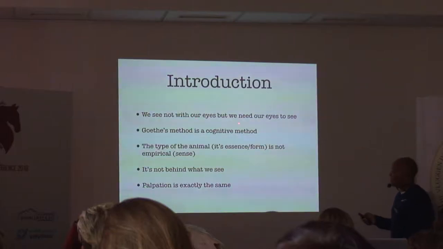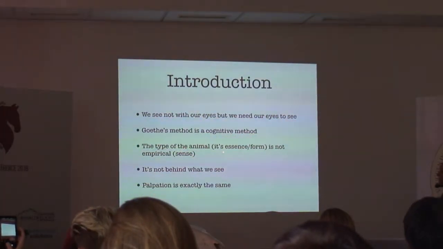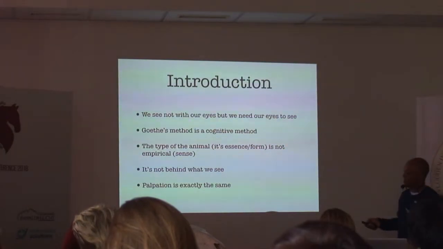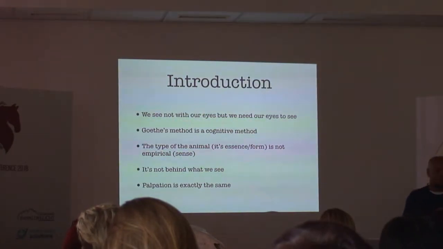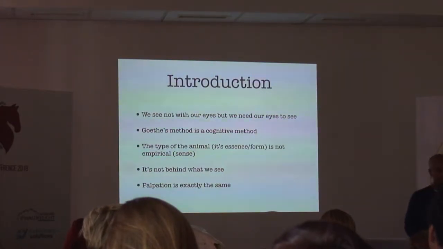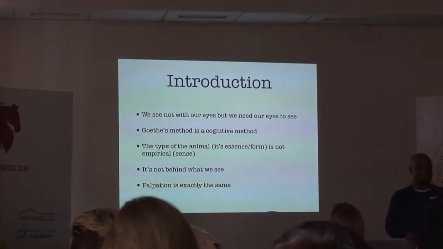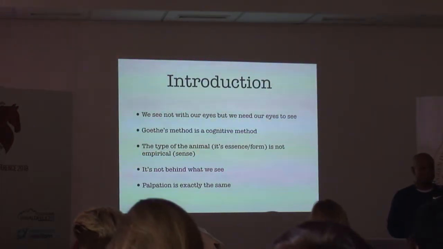We see not with our eyes, but we need our eyes to see. Goethe's method is a cognitive method. The type of the animal is essence or form, it is not the empirical sense. You're not seeing the horse with your eyes, you're seeing it with meaning. Otherwise, all you see is a collection of cells put together. Robots do that.